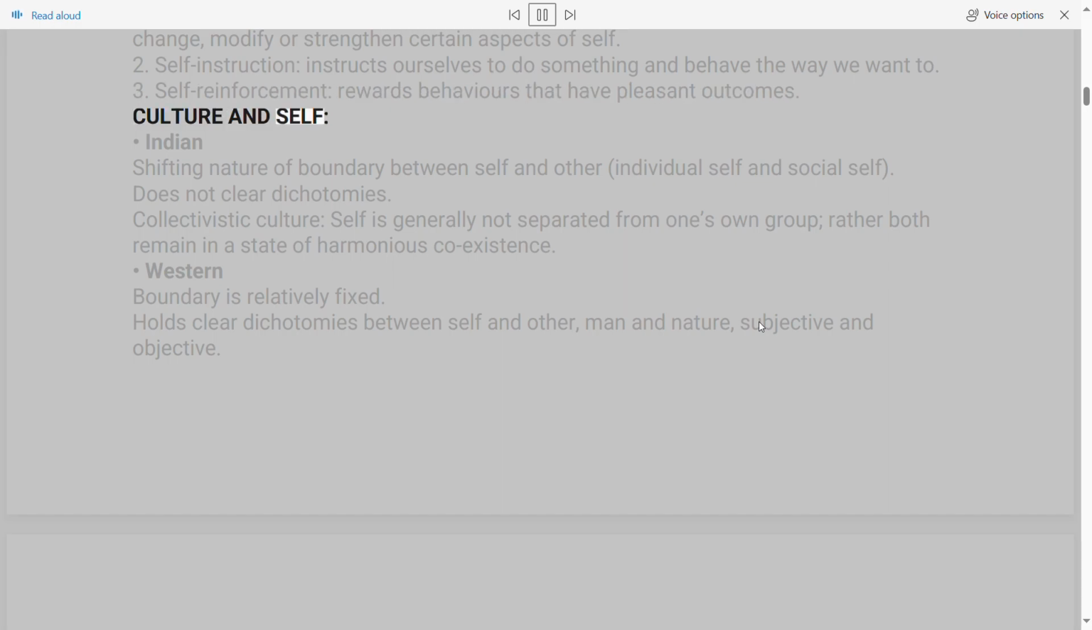Culture and self. Indian: the shifting nature of the boundary between self and other, individual self and social self, does not hold clear dichotomies. Collectivistic culture: self is generally not separated from one's own group, rather both remain in a state of harmonious coexistence. Western: the boundary is relatively fixed. It holds clear dichotomies between self and other, man and nature, subjective and objective.